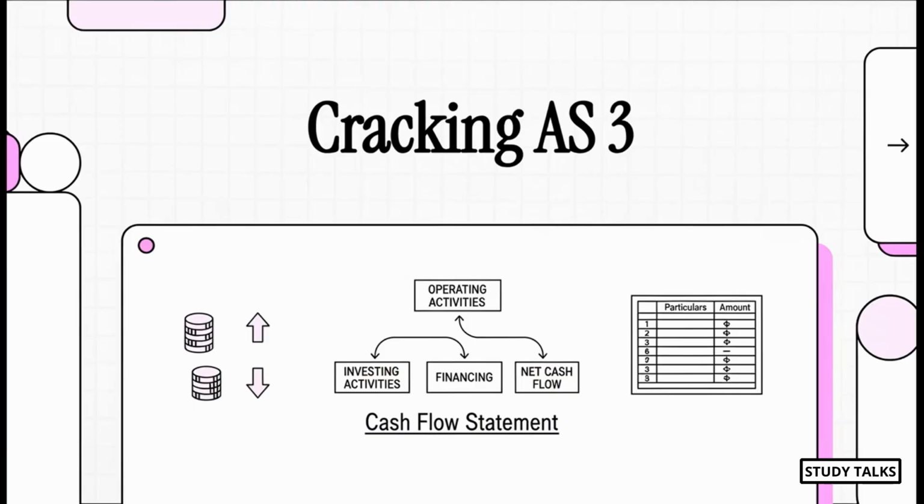All right, let's talk about something that trips up so many students in their exams, AS-3, the cash flow statement. Look, this is a super important standard, and really getting a handle on it can make all the difference. So let's get right into it.